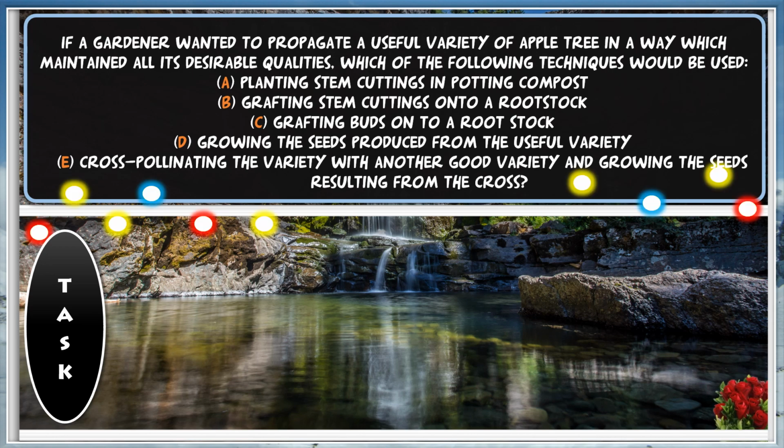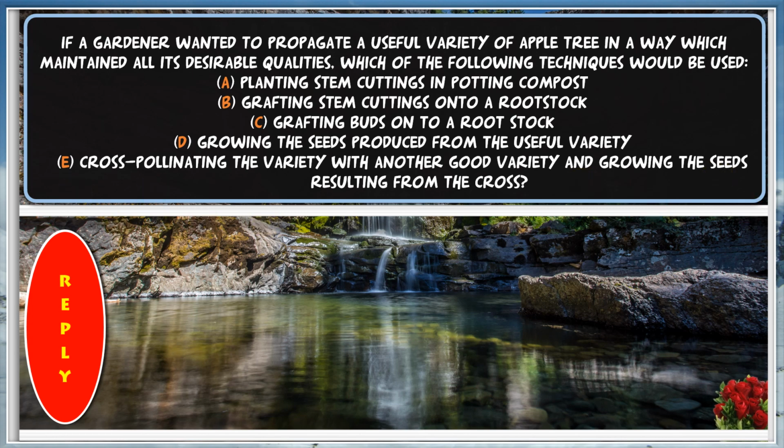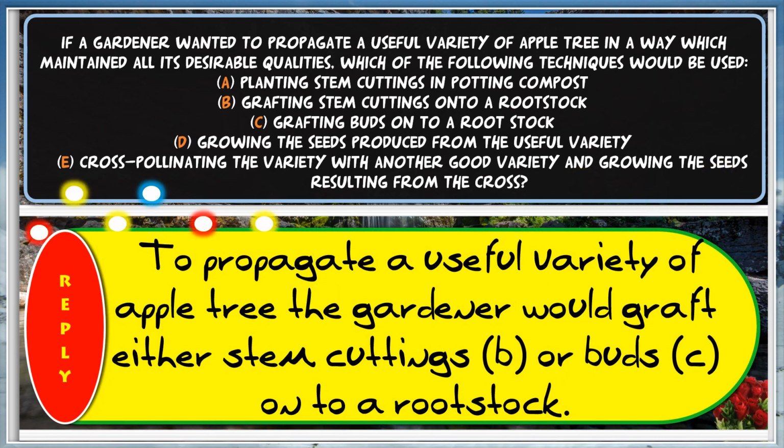E. Cross-pollinating the variety with another good variety and growing the seeds resulting from the cross. To propagate a useful variety of apple tree, the gardener would graft either stem cuttings, part B, or buds, part C, onto a rootstock.